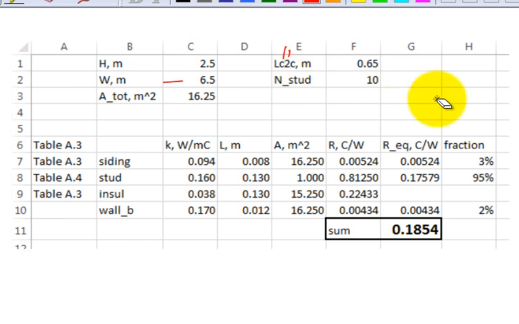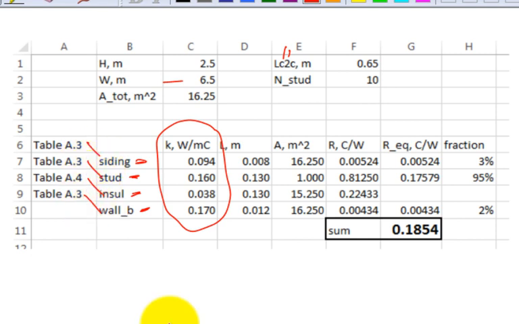And then down here, you say, okay, probably the hardest part's finding these thermal conductivities for the siding and then the stud, then insulation, the wallboard. Well, I got off track a little bit, but they're like this. Most of them, 3 of the 4, are in table A3, and that takes some time to go find them. But just pay attention to the wording in the problem.